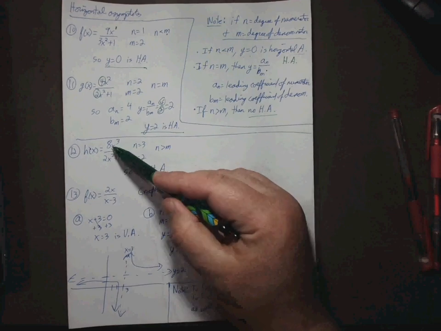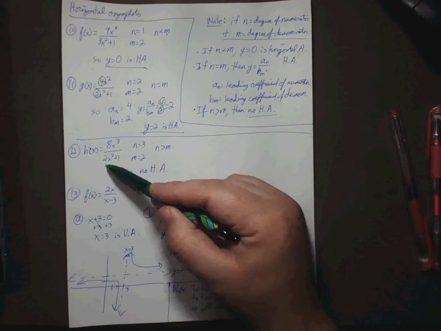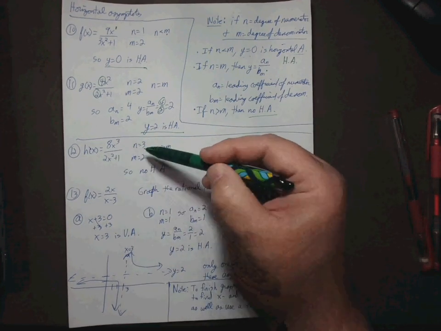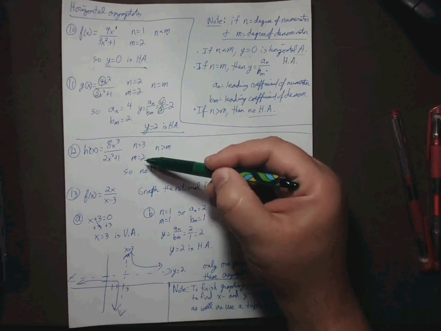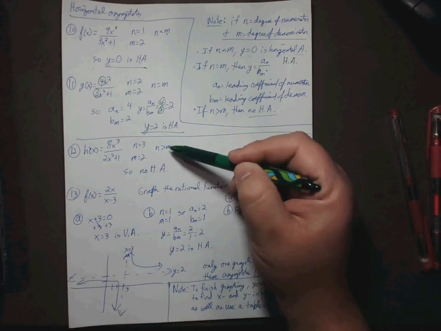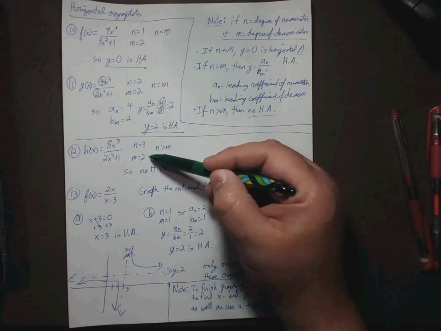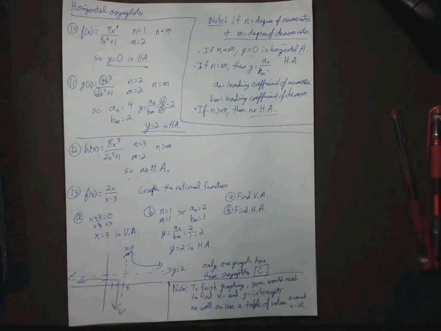All right, now number 12, 8x cubed over 2x squared plus 1. Degree of the top is 3. The degree of the bottom is 2. N is greater than m, top is greater than bottom, so no horizontal asymptotes.